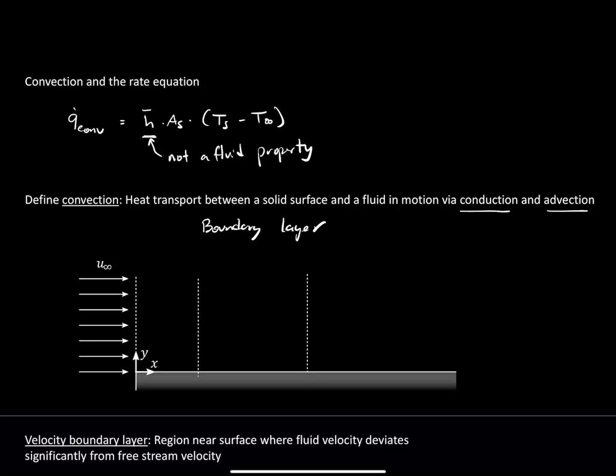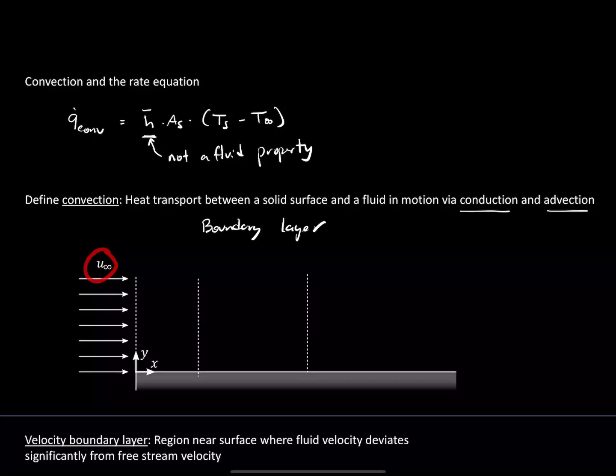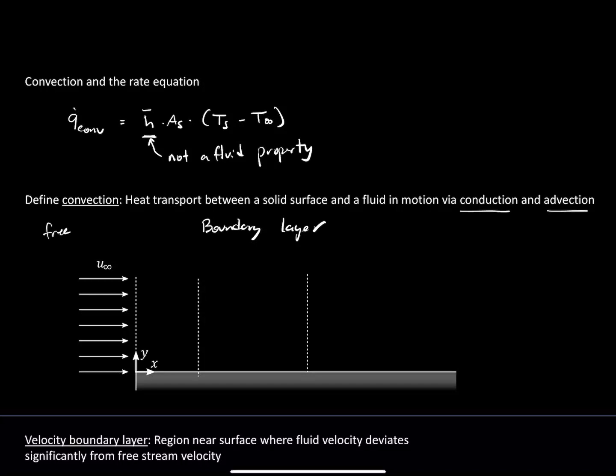It's just the part of the fluid where you can tell that there's a wall present. So let's actually sketch out what the boundary layer looks like in terms of the velocity. On the left-hand side over here, we have some free stream velocity. We're calling that U infinity. If you go out at some indeterminate distance from the plate, you can't tell that the plate was there.